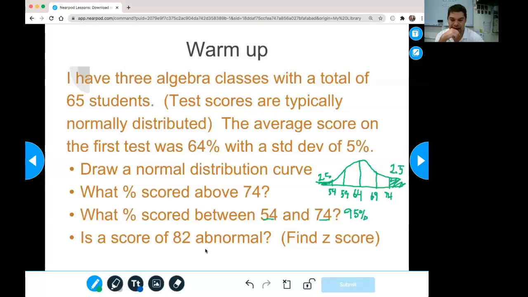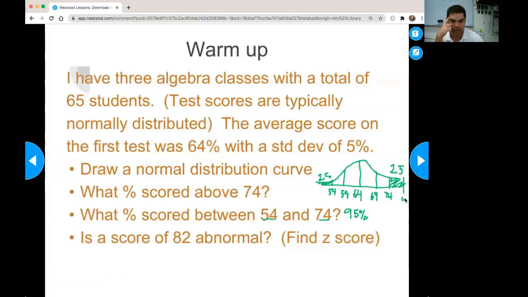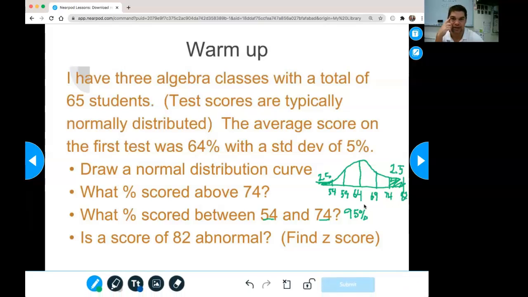Is the score of 82 abnormal? Or where's 82 at? 82 is way above average. 82 is like way out here. That's like more than 3 deviations away from the mean.